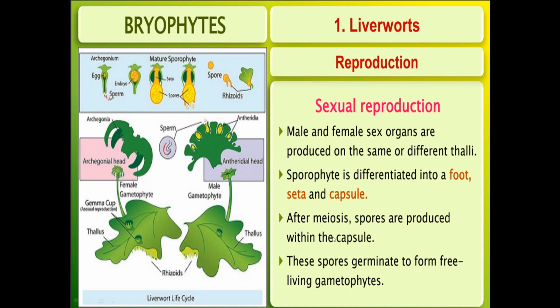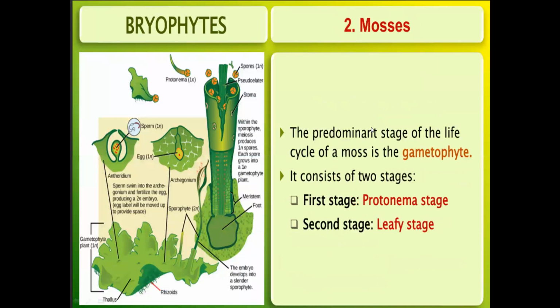After meiosis, spores are produced within the capsule. These spores germinate to form a free living gametophyte. After meiosis, spores will be haploid and these spores will turn into gametophyte, which is also haploid. Then mosses. The predominant stage of the life cycle of moss is a gametophyte. It consists of two stages. First stage is protonema and the second stage is leafy. Protonema will be a small stage, okay, this is protonema, small stage. Then they will get proper leaves and the other stage is called the leafy stage.